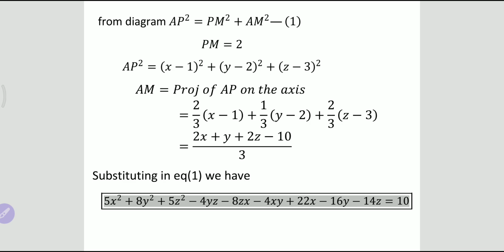So how to get the direction ratios of AP? We know the coordinates of A, we know the coordinates of B. Simply subtract x2 minus x1, y2 minus y1, z2 minus z1. You will get the DRs of AP.